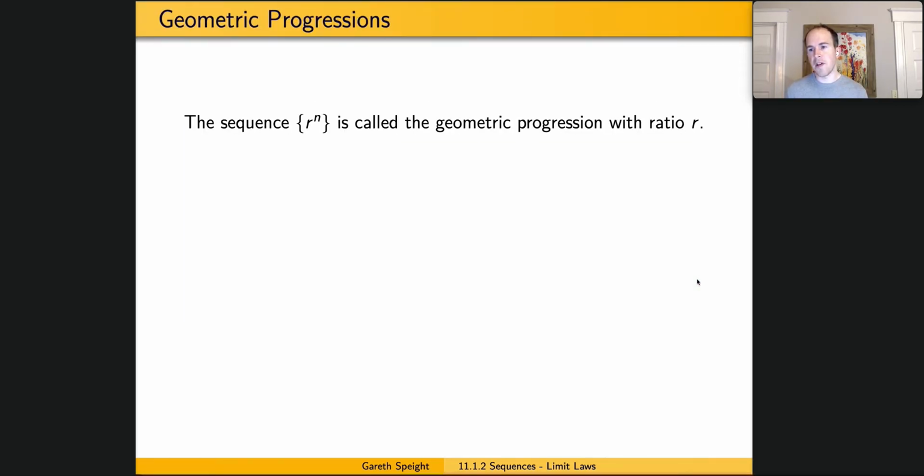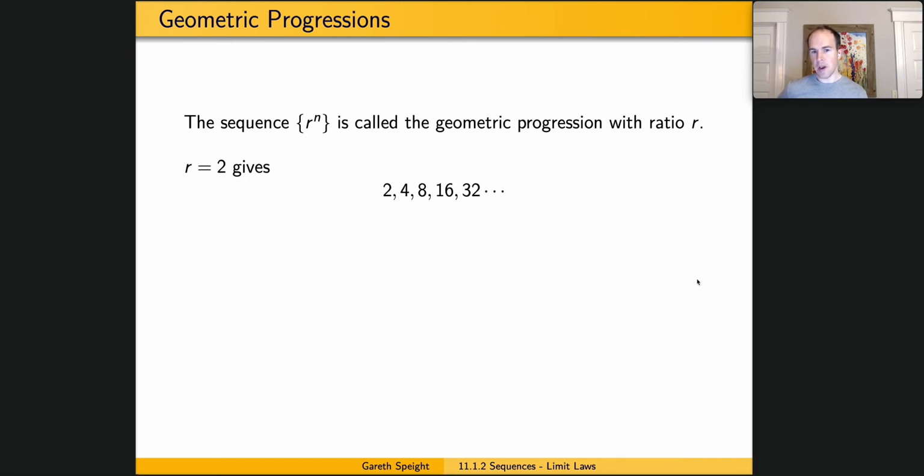Okay, next up, we finally have geometric progressions, which are an important type of sequence, and they're going to be an especially important type of series when we get to looking at series. So if r is just some constant, then the sequence r to the n is called the geometric progression with ratio r. And different r's are going to give different sequences. So here are some examples.